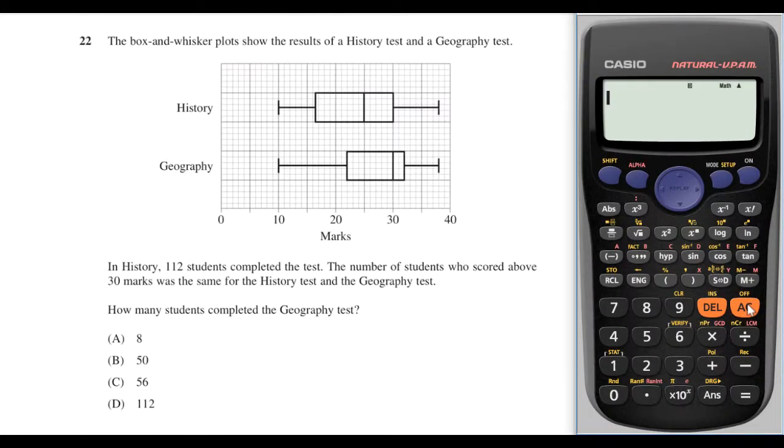Question 22. Looking at the score of 30 marks, we can see that 25% of the history scores were above 30. As 112 students did history, this corresponds to 112 divided by 4, or 28 students. As the number above 30 corresponds to the 50% of students who got more than 30 for geography, the number of students doing geography must be 28 multiplied by 2, or 56 students.